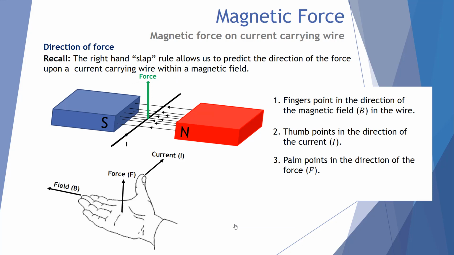Back in our magnetic field video, we looked at a range of different right hand rules, one of which was the right hand slap rule, and that was used to predict the direction of the force upon a current carrying wire that is positioned perpendicular to a magnetic field. For recollection from our previous video, this is what happens. There's a force exerted upon the wire.